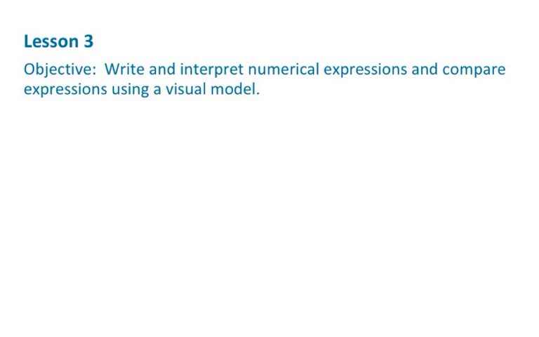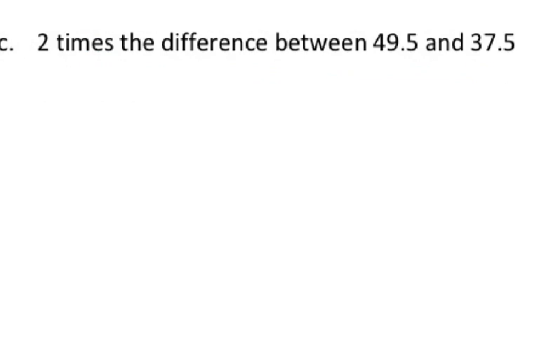This is Grade 5, Module 2, Lesson 3, and the objective in this lesson is to write and interpret numerical expressions and compare expressions using a visual model. So this is coming from the homework, and I believe this is letter C. It says 2 times the difference between 49 and 5 tenths and 37 and 5 tenths. So the students really need to know the meaning of the words times and difference.